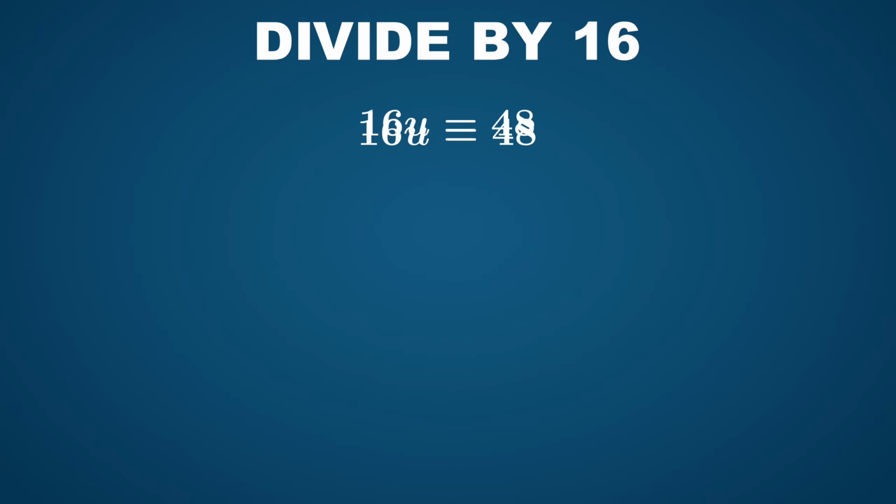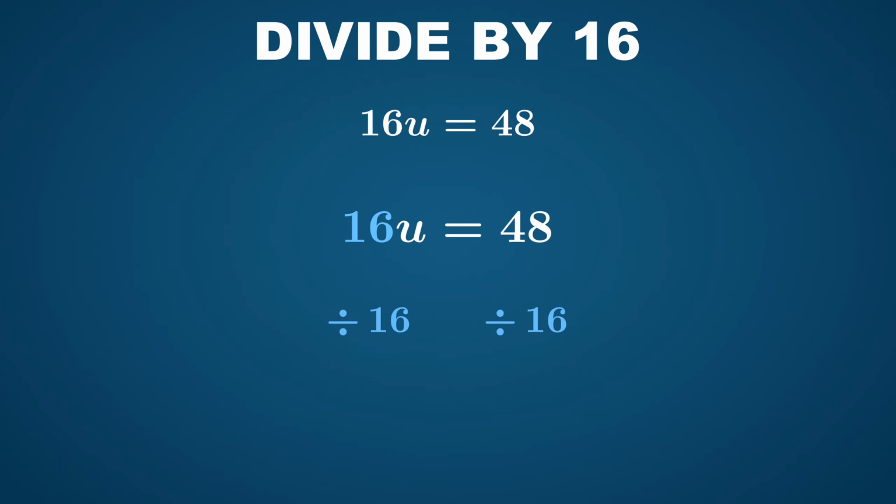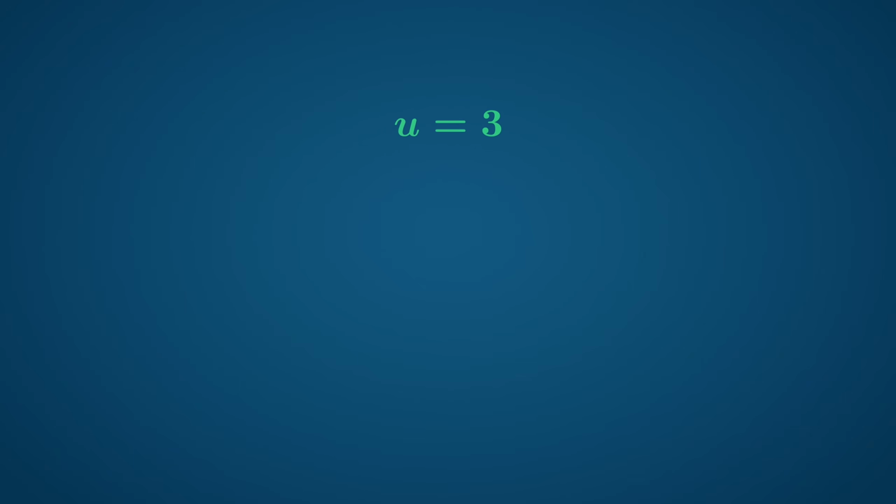The variable u is currently being multiplied by a coefficient of exactly 16. To fully isolate the variable u, we must divide both sides of the equation by 16. Dividing the left-hand side by 16 simply cancels the coefficient, leaving only u. Dividing the right-hand side requires us to compute 48 divided by 16. This arithmetic fact confirms that 48 divided by 16 equals exactly 3. We have successfully solved our intermediate equation and found that u equals 3.